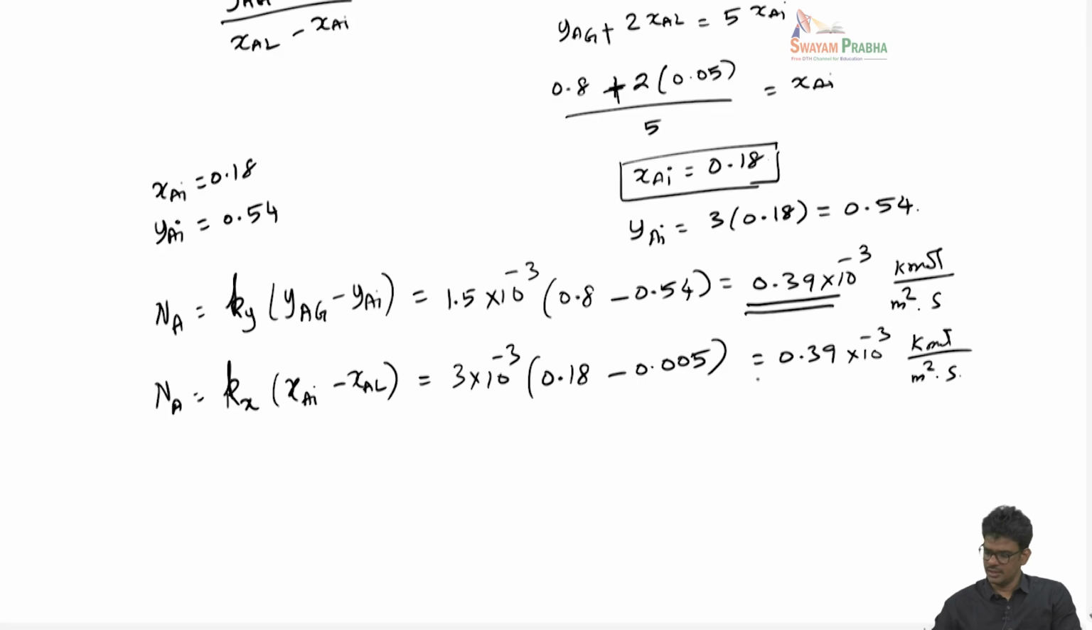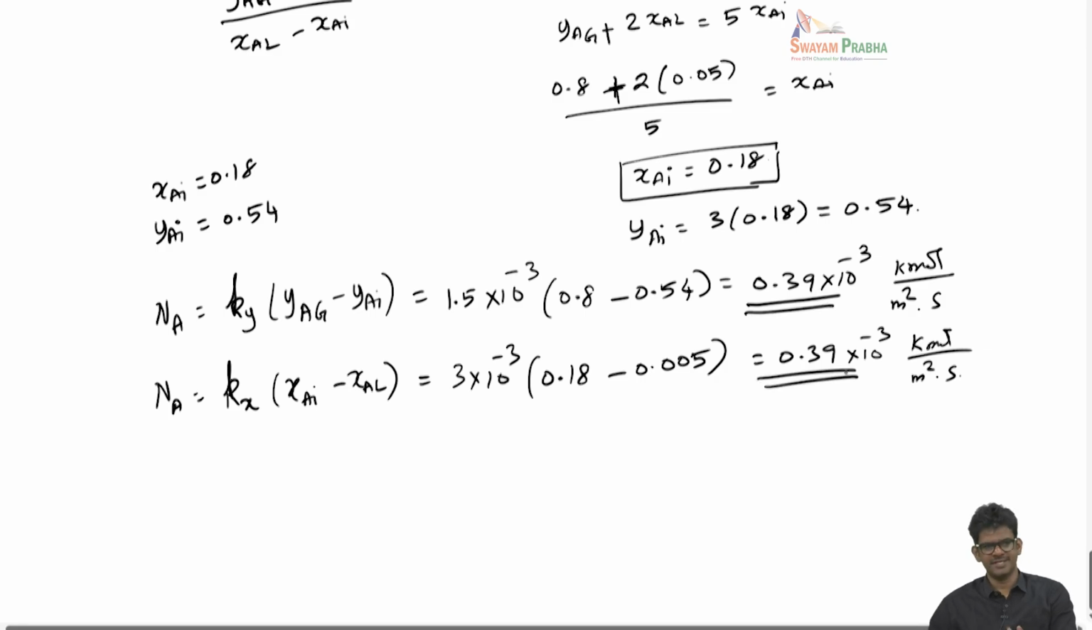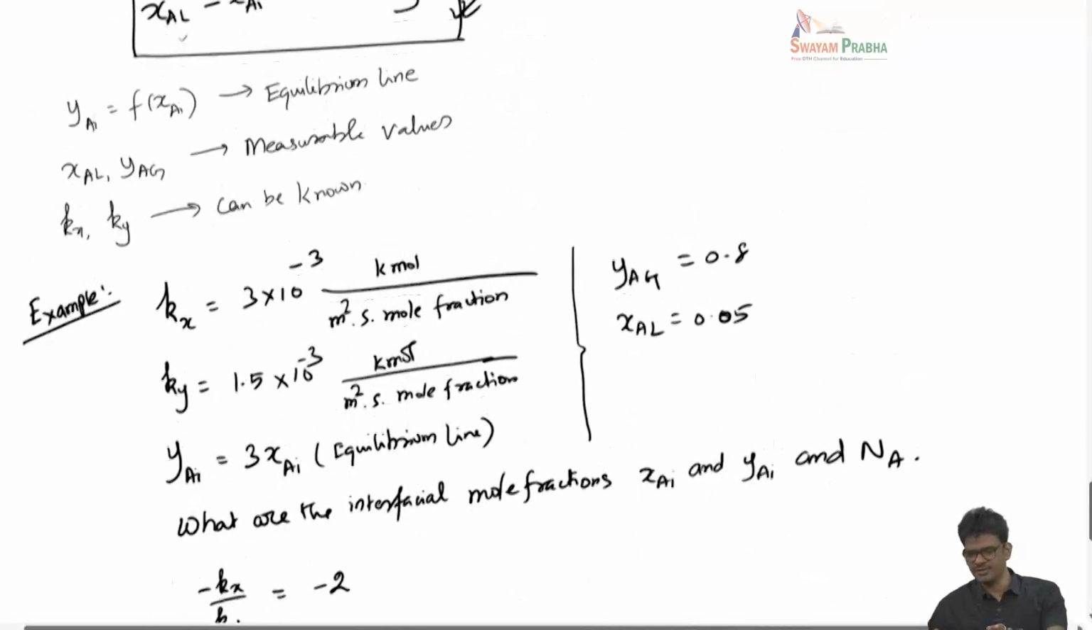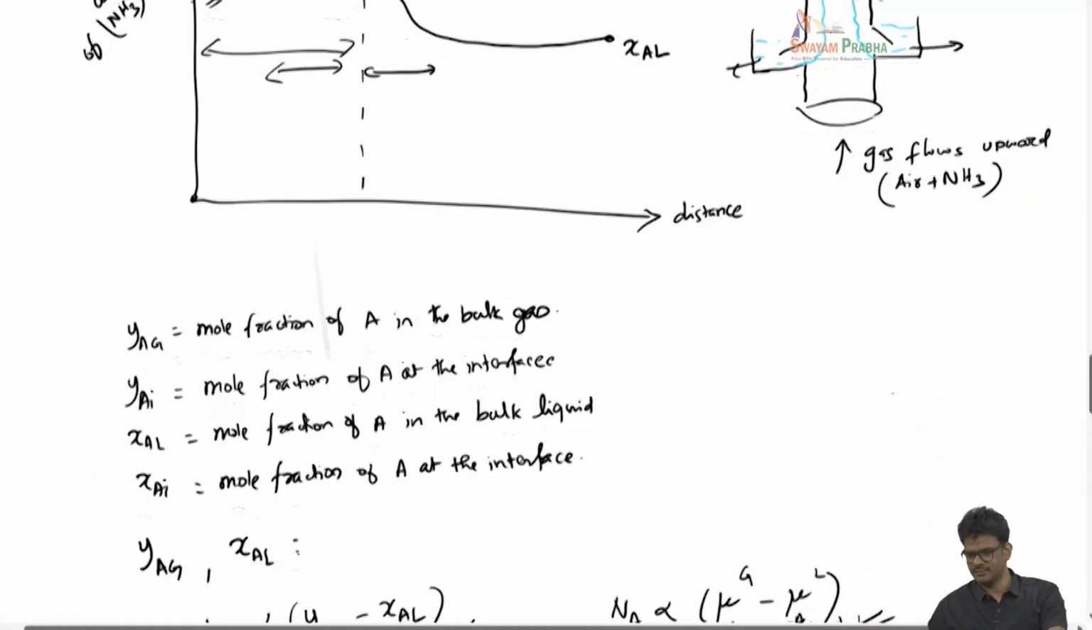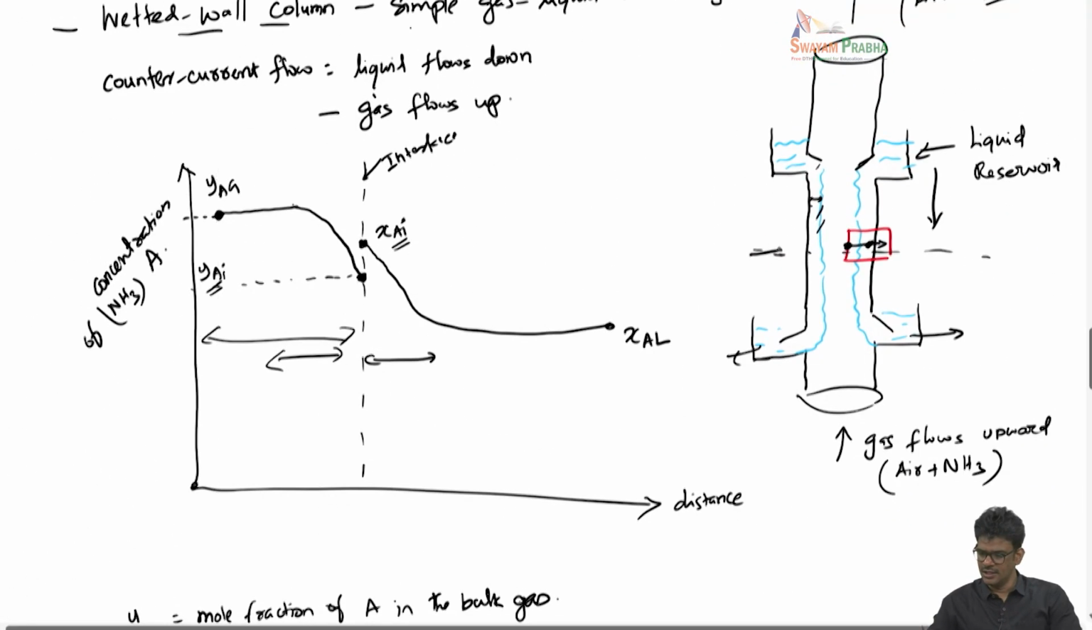So what we are able to do in this example is that if I know the initial concentration of the two contacting phases, and if I know the mass transfer coefficients, then I'm able to calculate the mass transfer rate. So going back to this wetted wall column, if the problem statement is given as somewhere here corresponding to XAL and YAG at this particular point, the mass transfer rate at that particular point would be this.